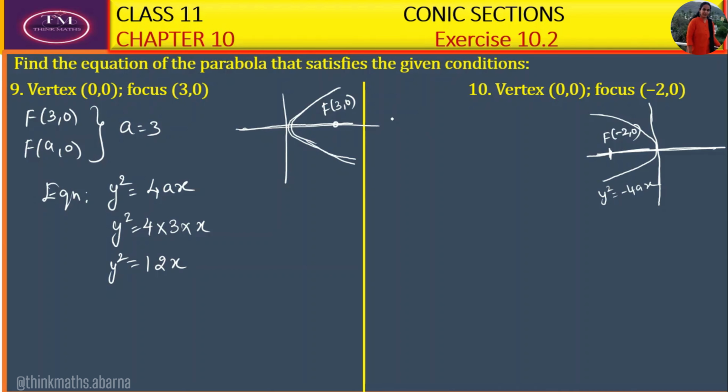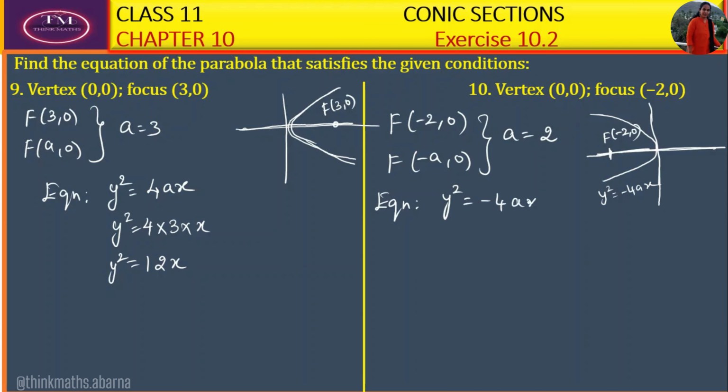Okay. So focus is given as minus 2 comma 0. Its general form is minus a comma 0. On comparing, we will get a is equal to 2. So what is the equation? So equation is y square equal to minus 4ax equal to minus 4 into 2 into x equal to minus 8x. So y square equal to minus 8x is the equation of the parabola. Clear children? Do you understand?